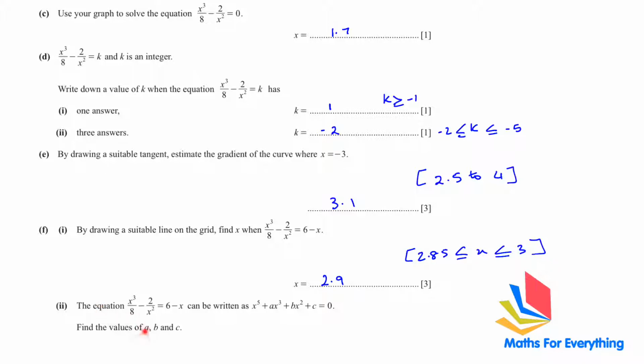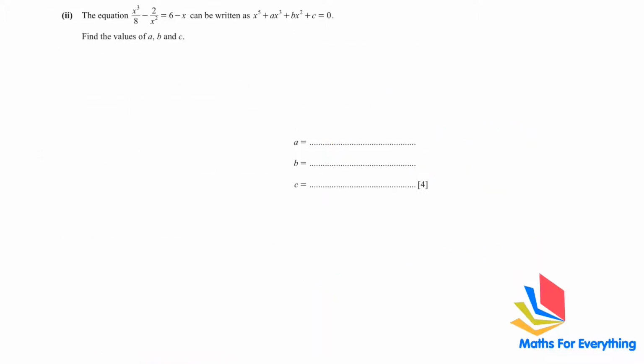Next, the equation x cube over 8 minus 2 over x square is equal to 6 minus x can be written in this format. Find the values of A, B, and C. Let's write down the question. To write it in one equation, we need to have a common denominator. So I'm going to multiply by 8 here. If I multiply in the denominator, I have to multiply in the numerator also. And here by x to the power of 2. This will give us x to the power of 5.